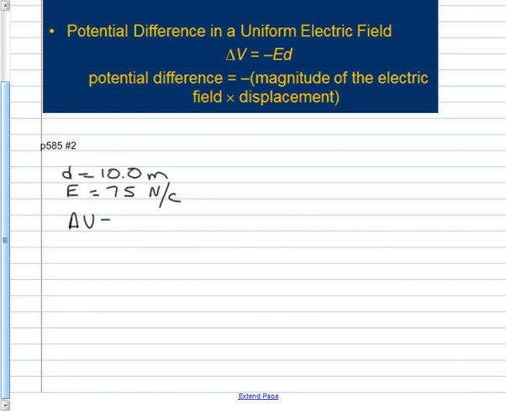Delta V, potential difference. Potential energy decreased by 4.8 times 10 to the negative 16th joules. That's not V. That's the potential energy that we changed. 4.8 times 10 to the negative 16th. So energy is measured in joules.